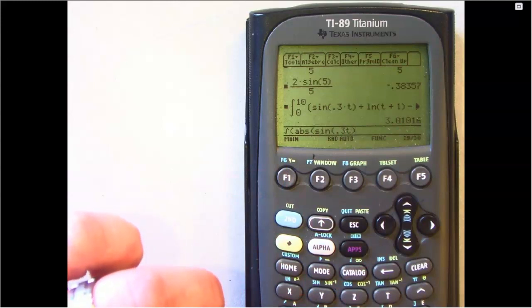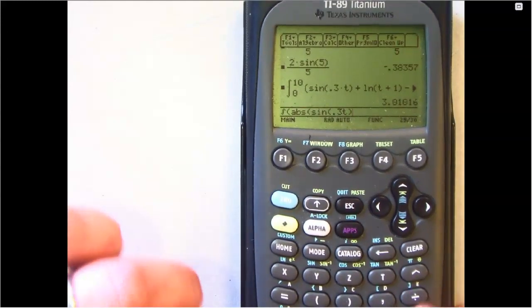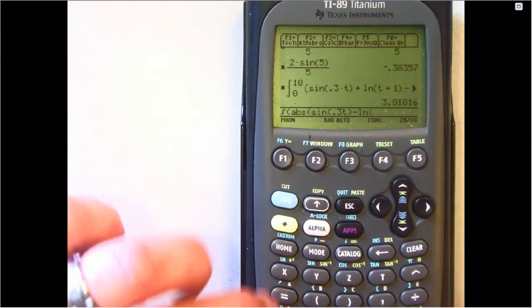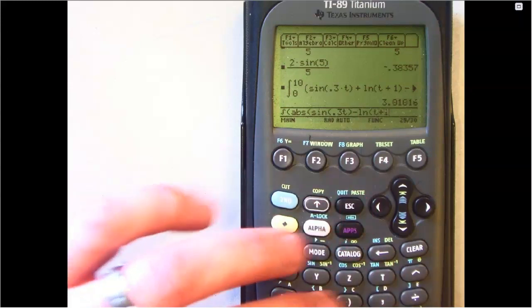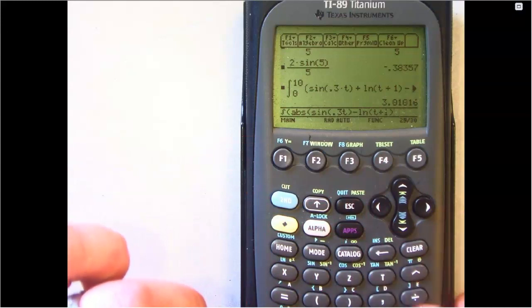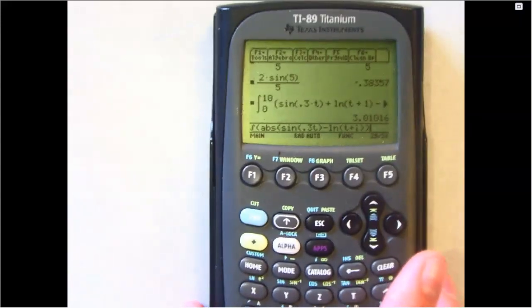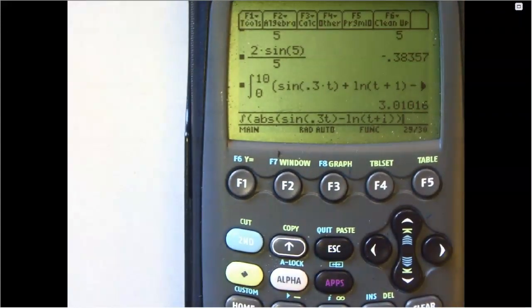Here, let me show you. So, absolute value of sine of 0.3t minus ln, yep. Stop arguing so much, man. So, I should have that. I'm not done, but there's the absolute value part. There's those parentheses, this one and this one. So I still have to put, oh yeah, minus 2.